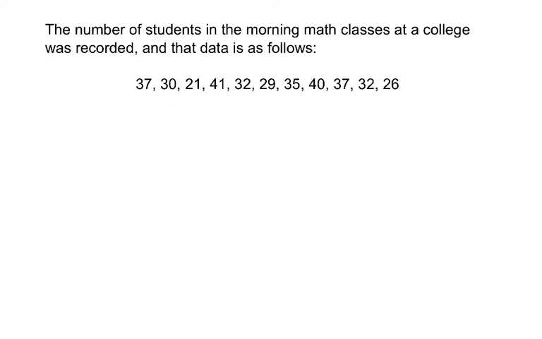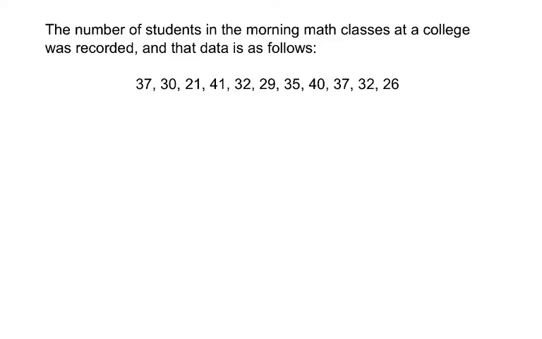The number of students in the morning math classes at a college was recorded, and that data is as follows: 37, 30, 21, 41, 32, 29, 35, 40, 37, 32, and 26. These are the number of students in the classes. What we're going to do here is make a stem and leaf plot of this data.